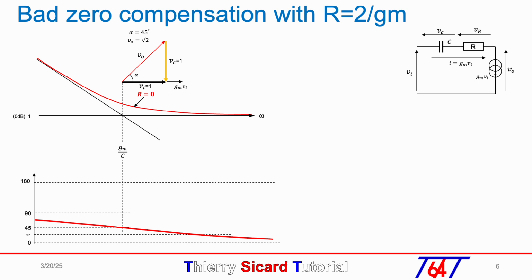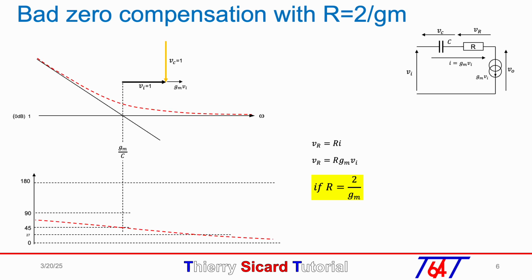The voltage across R is R times I. Since I equals Gm Vin, VR equals R times Gm Vin. Now, if R equals 2 over Gm, we define the dotted curve for R equals 0 as a reminder. VR equals 2 Vin, and VR will always have the same phase 0.